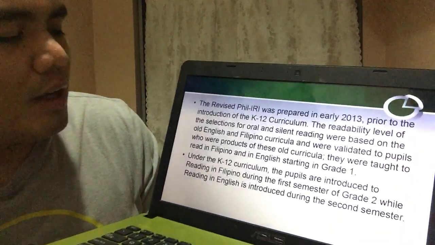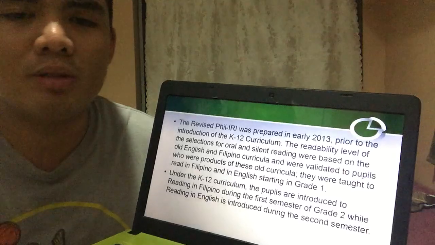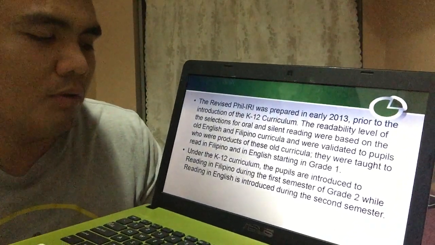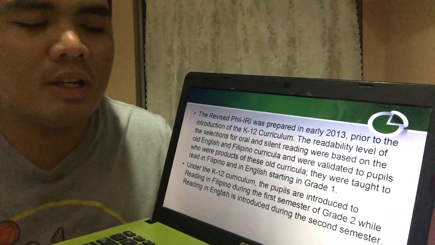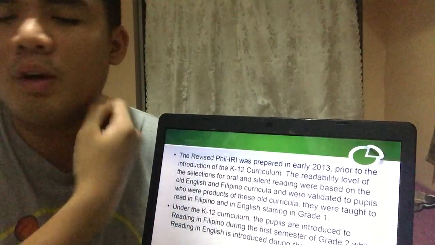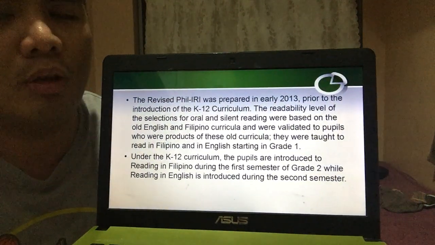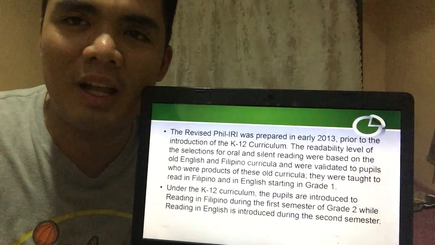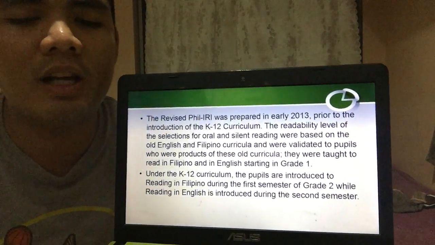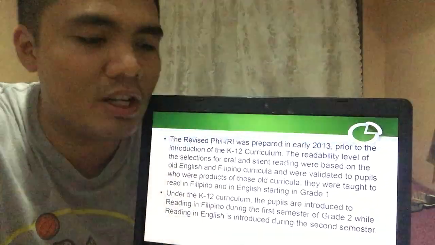Remember, under the K-12 curriculum, the pupils are introduced to reading in Filipino during the first semester of grade 2. So they would already start in grade 2. In the first half of grade 2, these students usually get introduced to reading in Filipino. Meanwhile, in the second half, we have the reading in English.